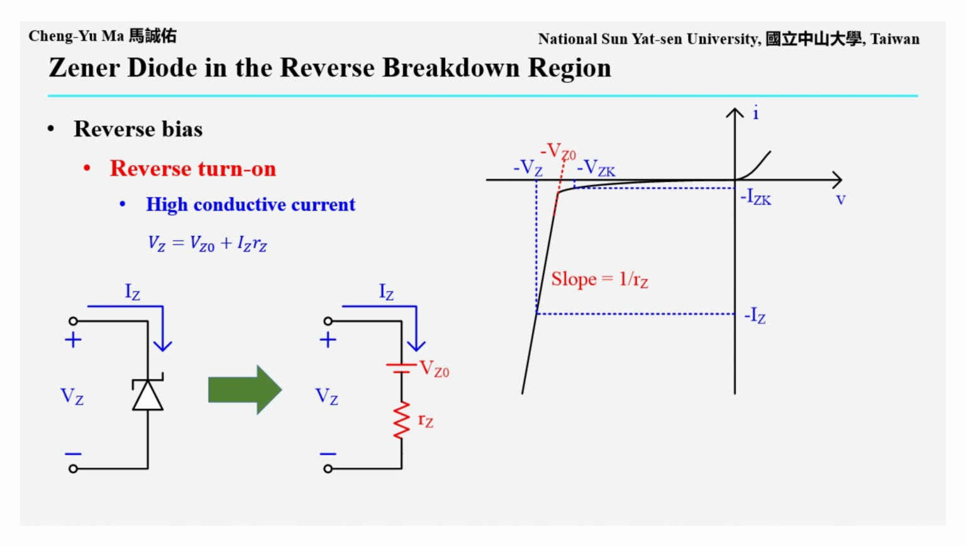From this reverse conduction equation, we can build the equivalent circuit of the Zener diode. It is modeled as a voltage source VZ0 in series with a resistance RZ. This equivalent circuit satisfies the equation VZ equals VZ0 plus IZ times RZ. In general, VZ0 can range from about 2 volts to more than 10 volts. Therefore, to obtain a higher regulated output voltage, we need far fewer Zener diodes than ordinary forward bias diodes.